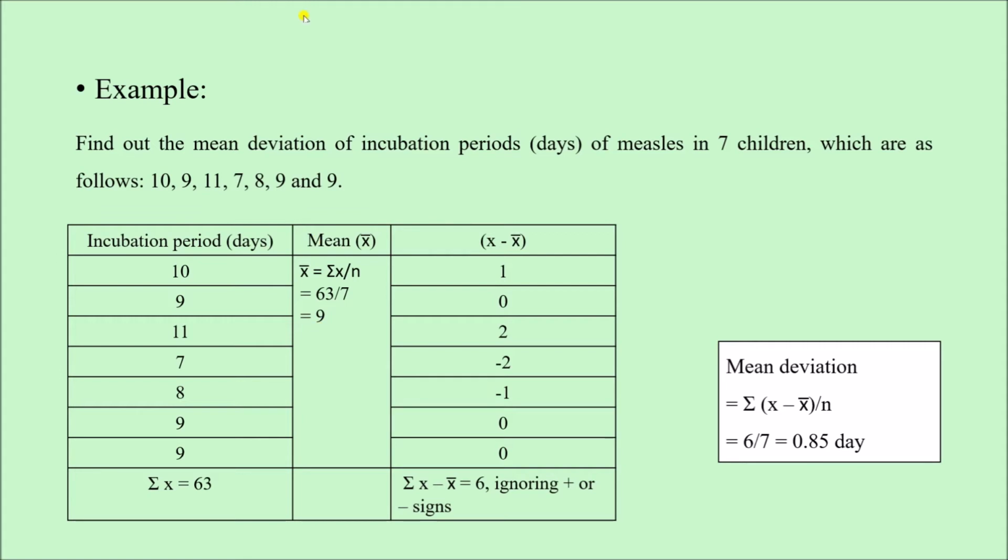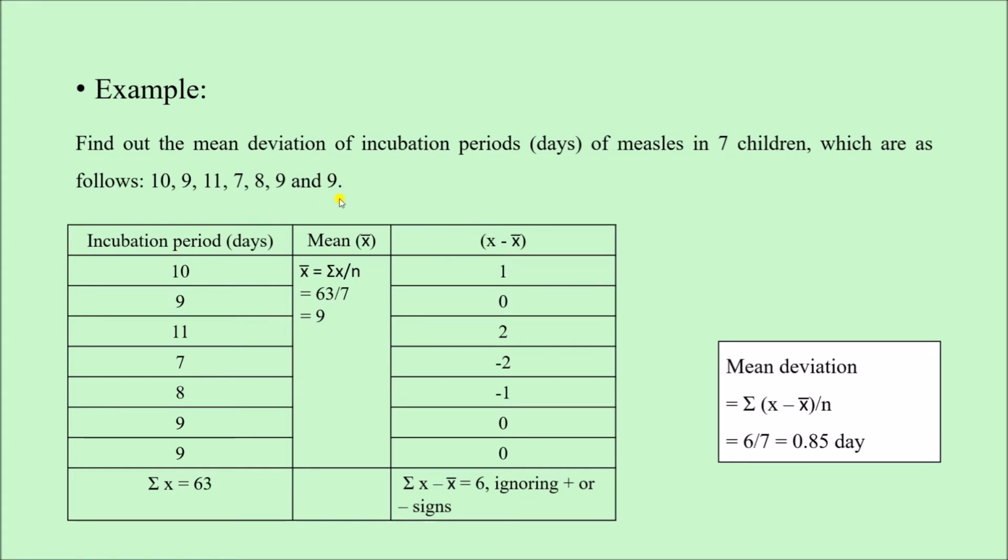In the second step, I have to find out the deviation of each observation from the mean value. For the first child, the value was 10. His incubation period was 10. And by calculation, the mean incubation period is 9. So the deviation is 10 minus 9, which is plus 1. Second child 9 minus 9, 0. Third child 11 minus 9 is 2. Fourth child 7, which is lower than 9. So that is why 7 minus 9 is minus 2. So like this we have the deviation of all these observations from the mean value. This is my second step.